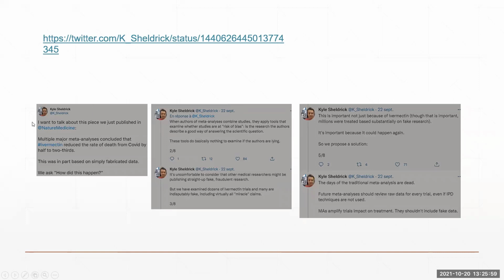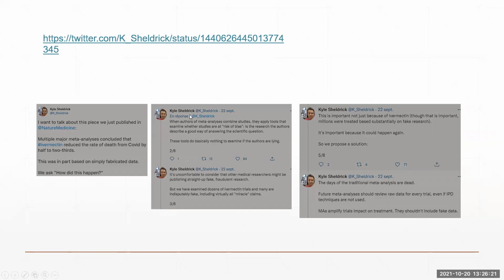He said, "I want to talk about this piece we just published in Nature Medicine. Multiple major meta-analyses concluded that ivermectin reduced the rate of deaths from COVID by half to two-thirds. Ivermectin is a medication for respiratory disease. This was in part based on simply fabricated data. We ask, how did this happen?